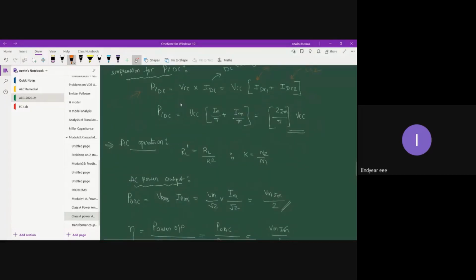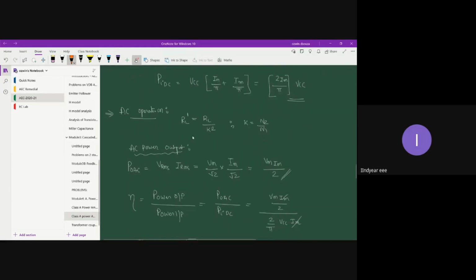RL dash is RL by K square, where K is N2 by N1, the transformation ratio. Okay. And AC power, you can find something like the product of VRMS into IRMS. So that's what I have written, VRMS into IRMS. So what is VRMS? Maximum by root 2. IRMS is maximum by root 2. So it is VMIM divided by 2.